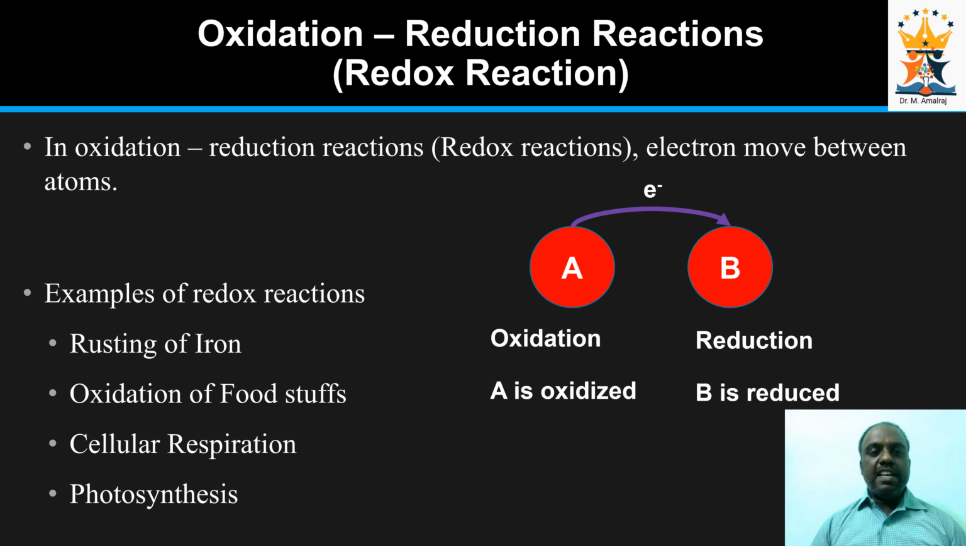The most common examples of redox reactions in our day-to-day life are rusting of iron, which is also a redox reaction, and oxidation of foodstuffs. We mentioned only oxidation, but reduction also happens during the oxidation of foodstuffs. And cellular respiration is another important example of redox reactions, and photosynthesis is also a redox reaction.